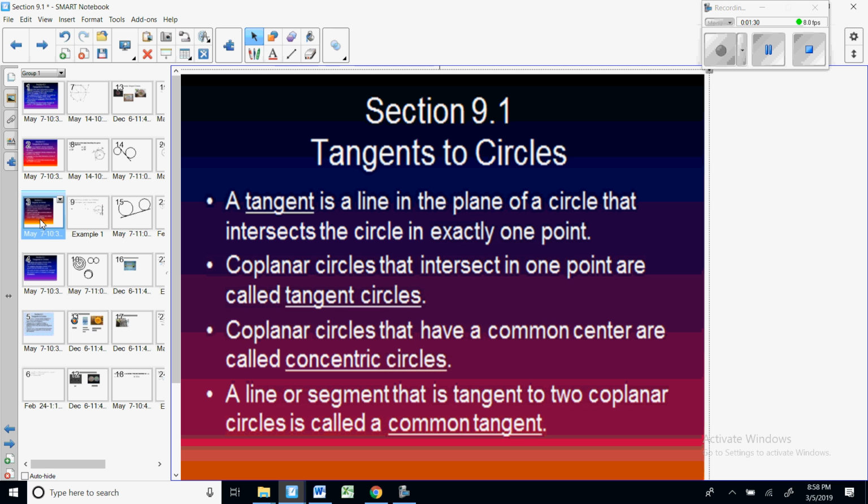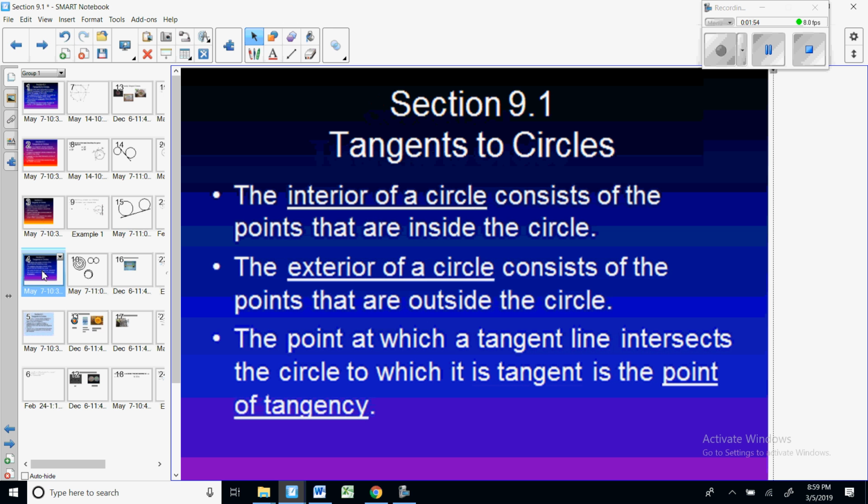A tangent is a line in the plane of a circle that intersects a circle in exactly 1 point. It hits the edge of the circle and it bounces off. Coplanar circles that intersect at 1 point are called tangent circles, and when coplanar circles have a common center, they're called concentric circles. A line or segment that is tangent to two coplanar circles is called a common tangent, and there will be different types of common tangents, common internal and common external tangents, and we'll show you what those look like here in a little bit.